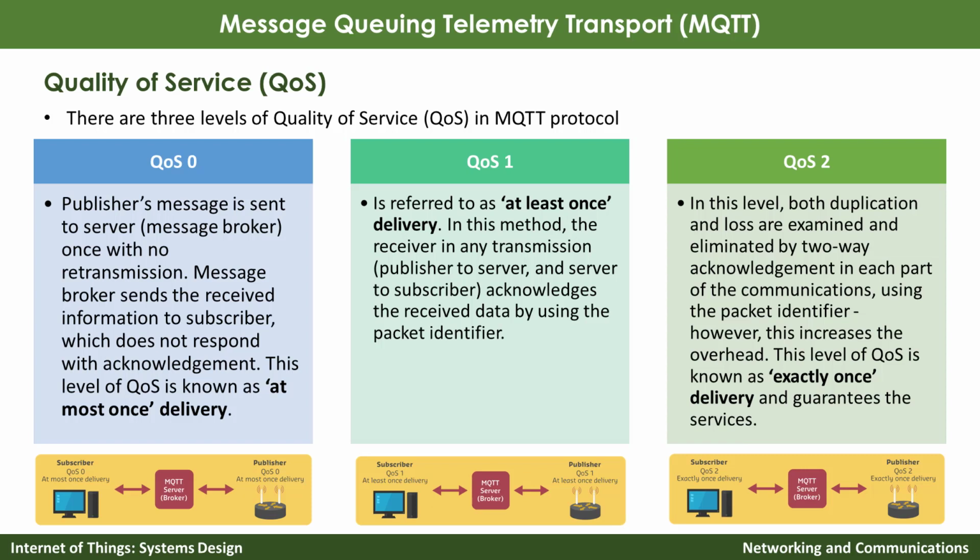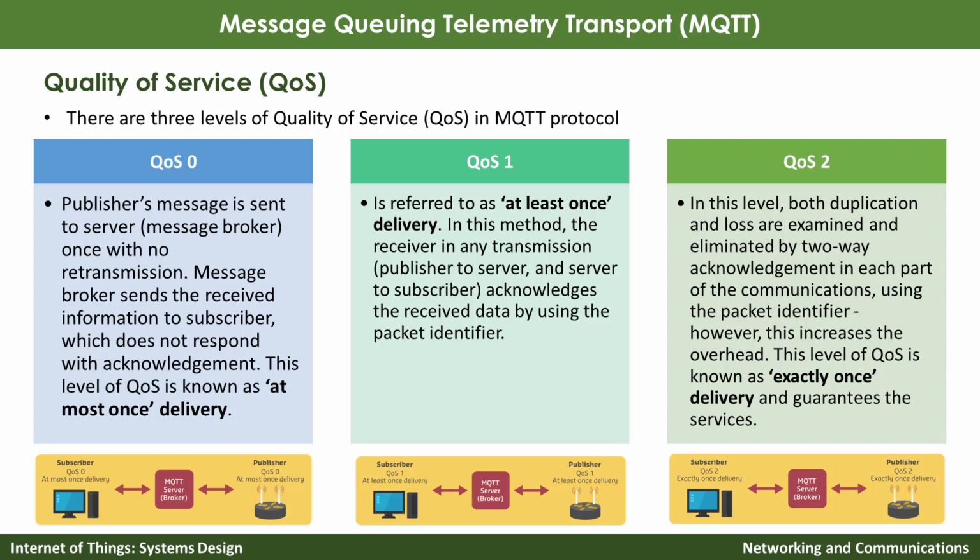QoS 1 is also called at least once delivery. Here both publisher and subscriber acknowledge when they get the data. QoS 2 is called exactly once delivery. In this level, both duplication and loss are examined and eliminated by two-way acknowledgement in each part of the communication using a packet identifier. However, this will increase the overhead, but it will guarantee the data communication.